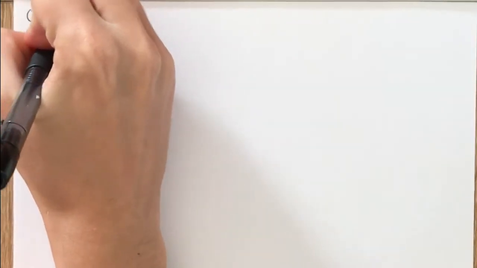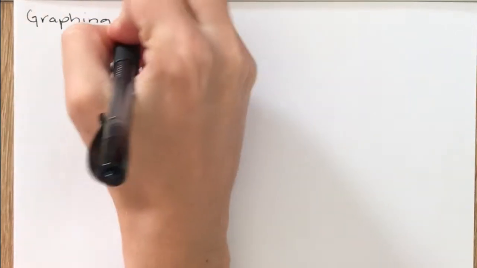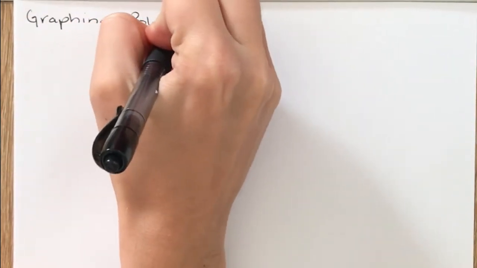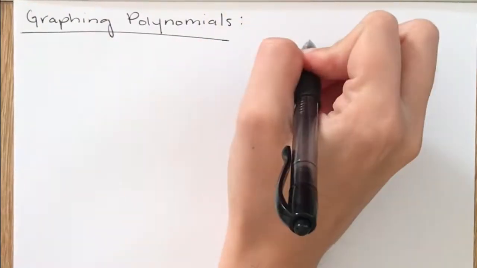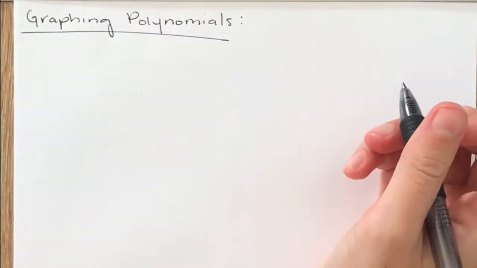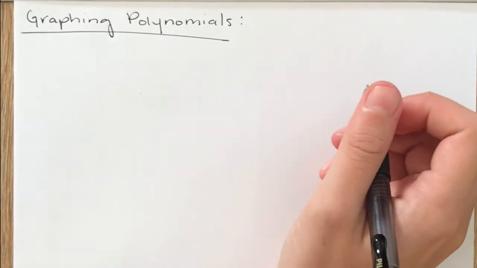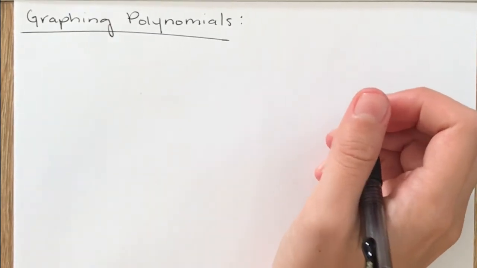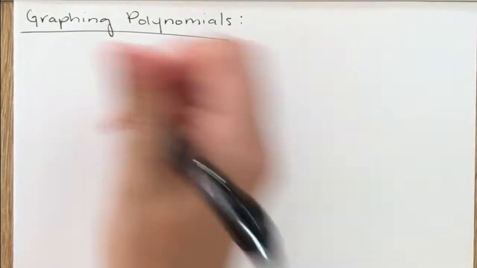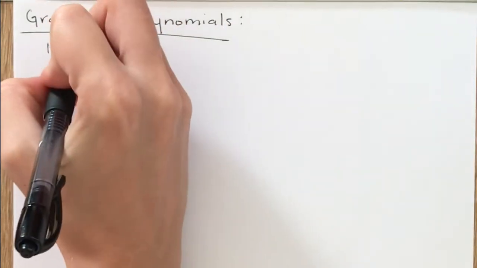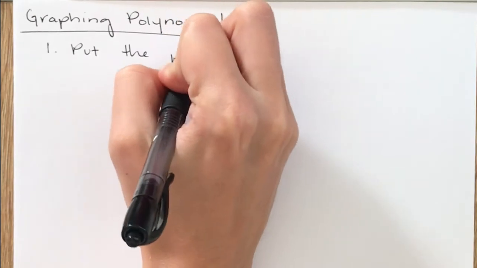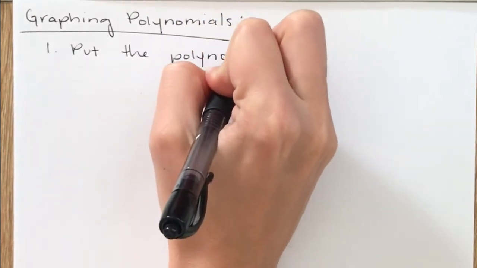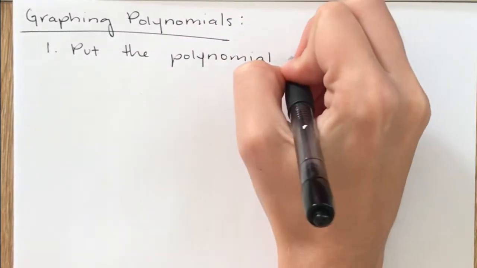Talking about graphing polynomials. So I'm just going to start out by writing out the steps for how we're going to do this so that we can follow from there. 1, our first task is to put the polynomial in root form.